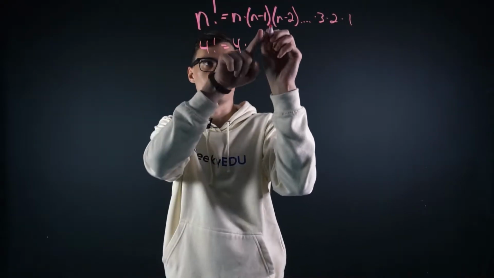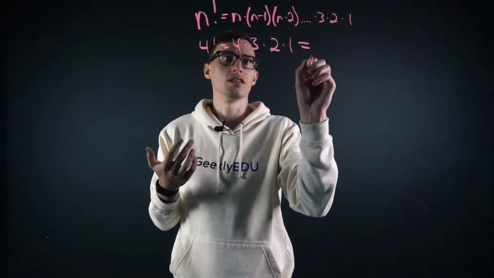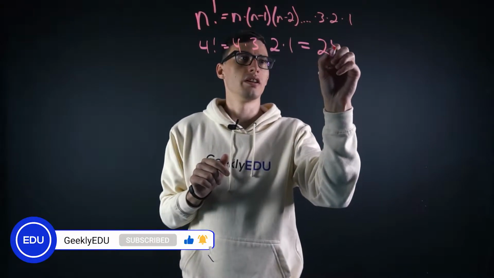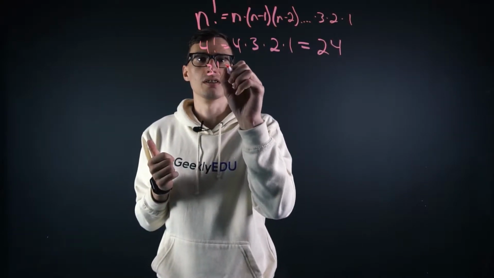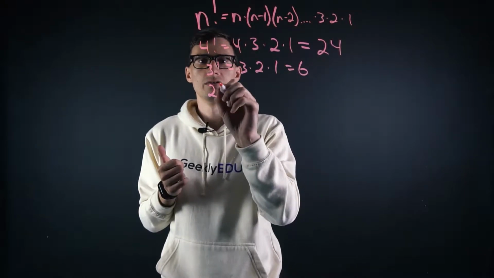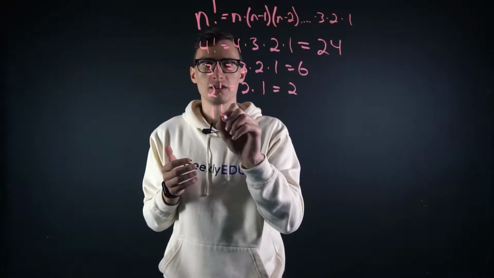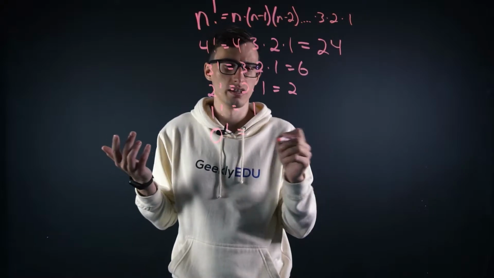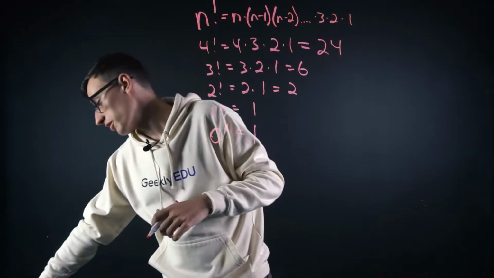It's 4 times 4 minus 1 times 3 times 2 times 1. And that gives us what? 4 times 3 is 12 times 2, 24. Right? So let's keep going. 3 factorial is 3 times 2 times 1 gives us 6. 2 factorial is 2 times 1 gives us 2. 1 factorial is just 1. And 0 factorial is also 1. Why is that? I have a good explanation for you.